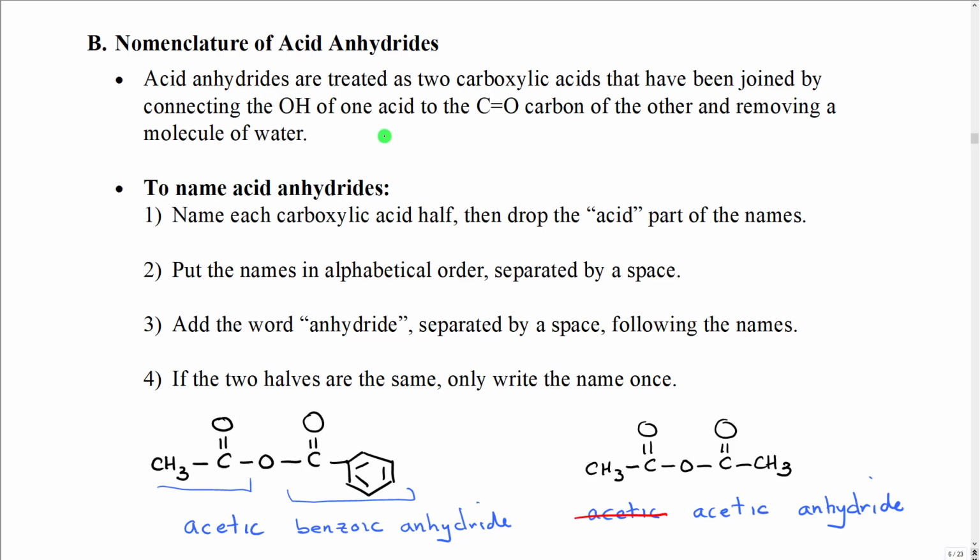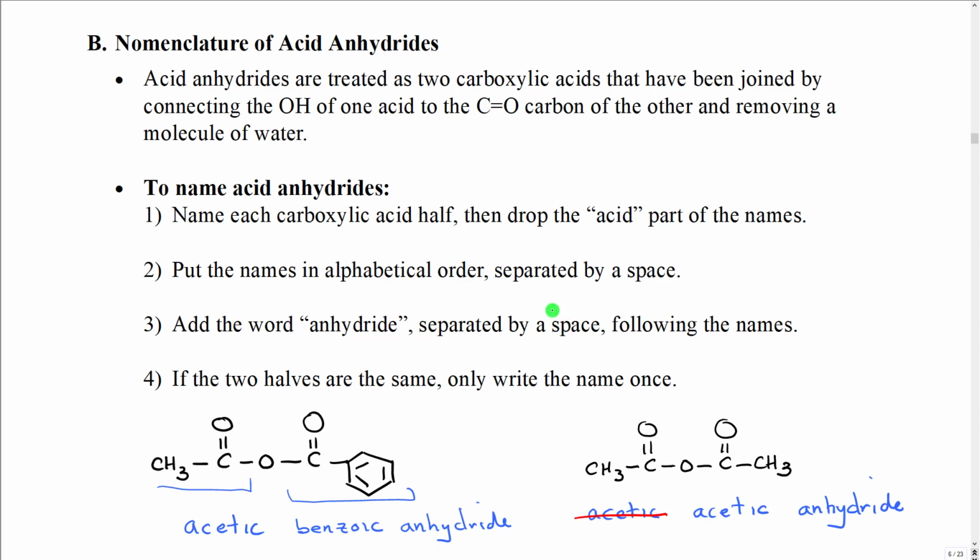Now, in order to name this, we must first identify the two carboxylic acid halves that would have been put together. We name those, and we remove the word acid from those names. So, for example, acetic acid would just be acetic. Benzoic acid would just be benzoic. We then list those names in alphabetical order, so acetic, then benzoic, with a space in between them, and then another space, and we add the word anhydride.